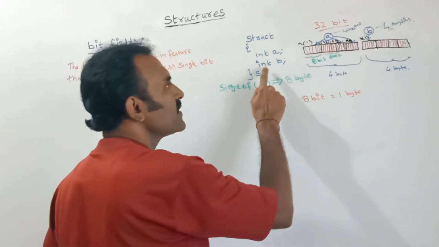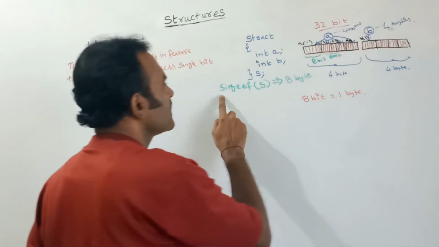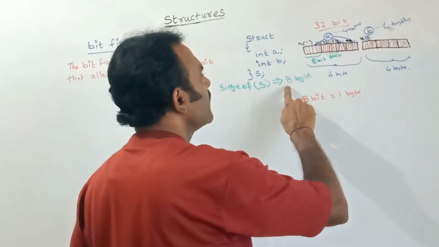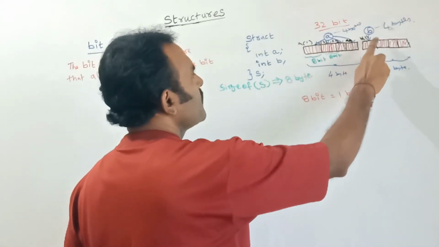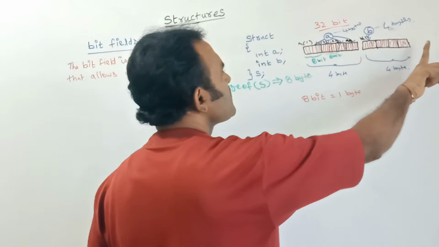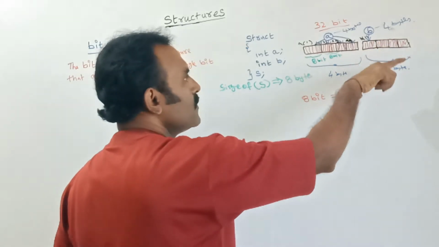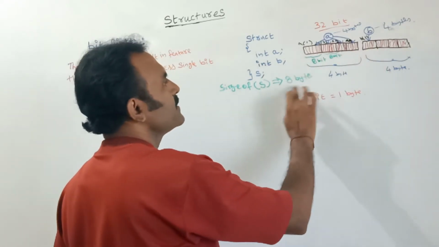Next, suppose you are using character, for character 1 byte was allocated. Suppose you are finding the size of this S, then how many bytes will it show? 8 bytes only, because the character occupies 1 byte, and the remaining 3 bytes of empty space are considered structure padding. So here if you use character also, it will say 8 bytes only.